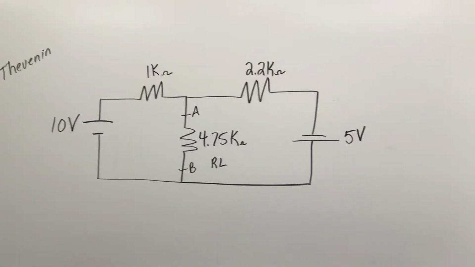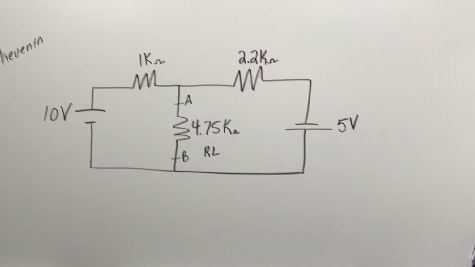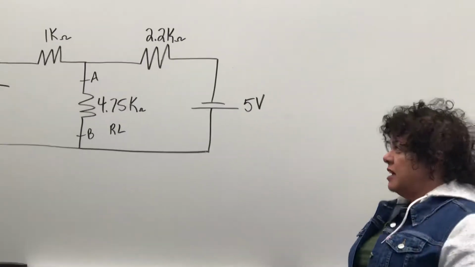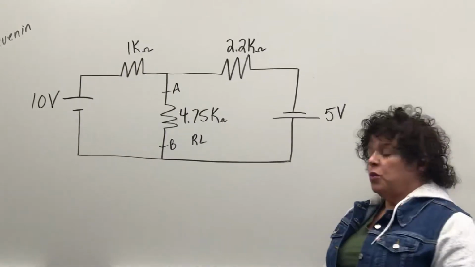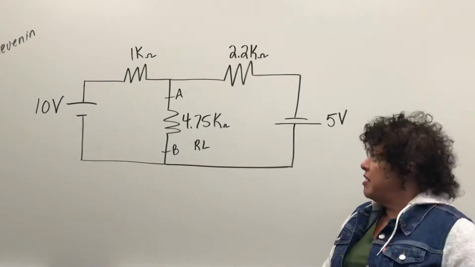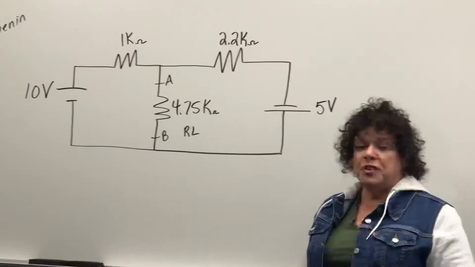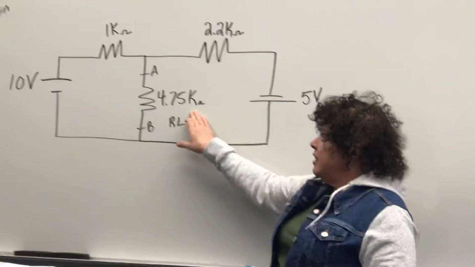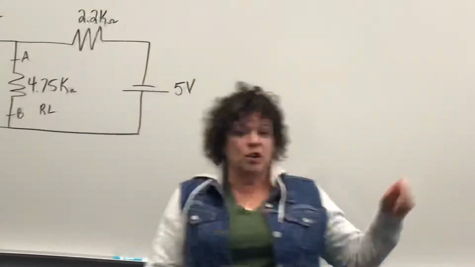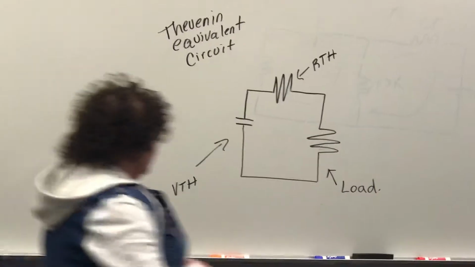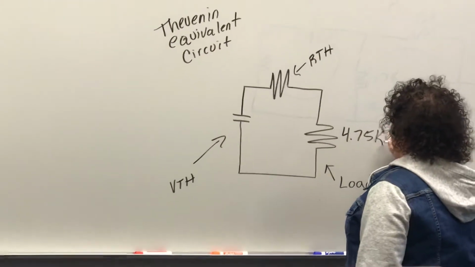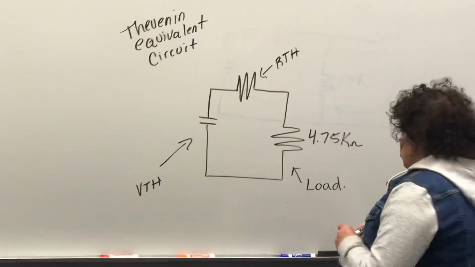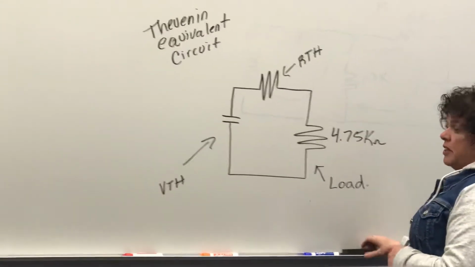Okay, so today we're going to be doing another Thevenin equivalent circuit. As you can see, the load is in the middle of the circuit. The first thing with a Thevenin equivalent circuit is we remove the load. So we're going to remove that load and put it in our Thevenin equivalent circuit over here. So we have 4.75K ohms. That's our load resistor in our Thevenin equivalent circuit.